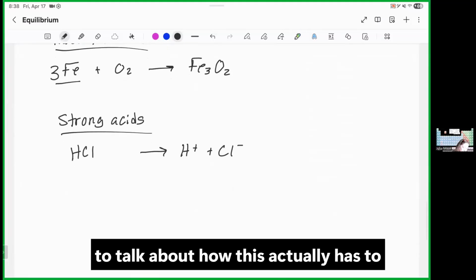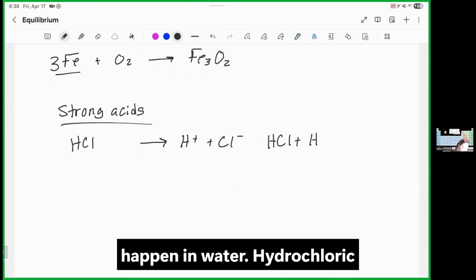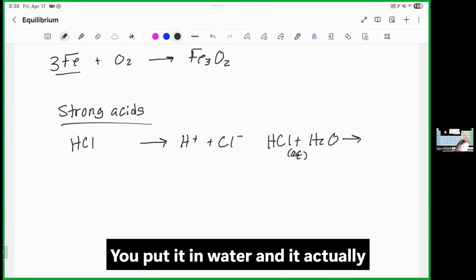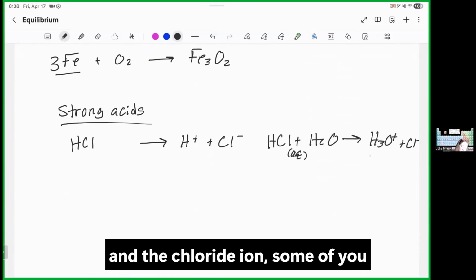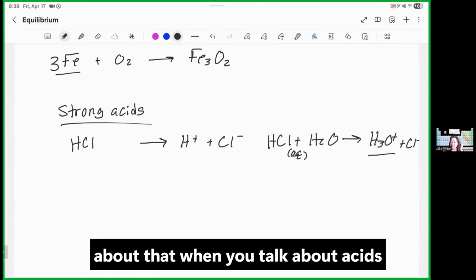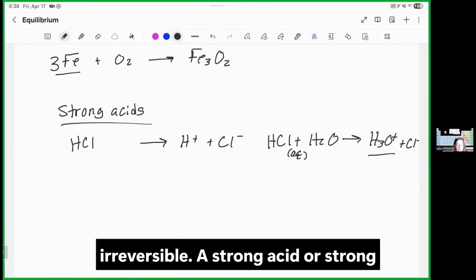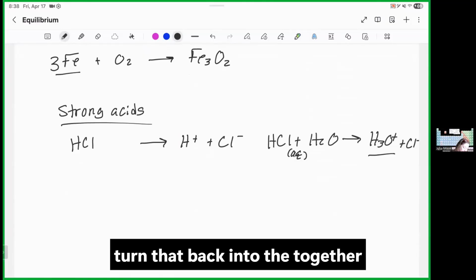And in chapter 10, we're going to talk about how this actually has to happen in water. Hydrochloric acid won't split unless it's aqueous. You put it in water, and it actually splits into the hydronium ion and the chloride ion. Some of you have seen that. You're going to talk about that when you talk about acids and bases and buffers. Okay, but that's irreversible. A strong acid or a strong base in water, irreversible. You cannot turn that back into the together molecule.